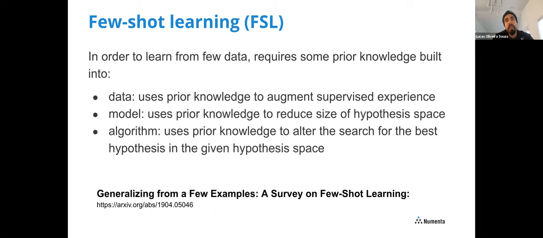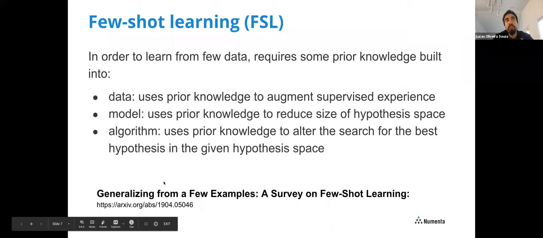And then meta learning is going to fit in this last one. And I'm going to go into detail on each one of these. Just give me a quick second.